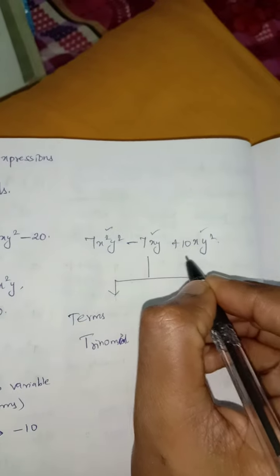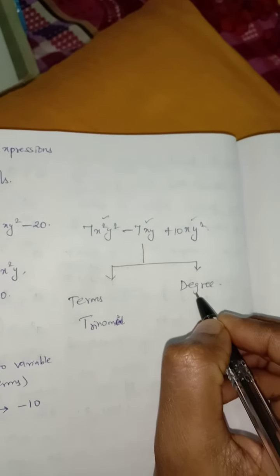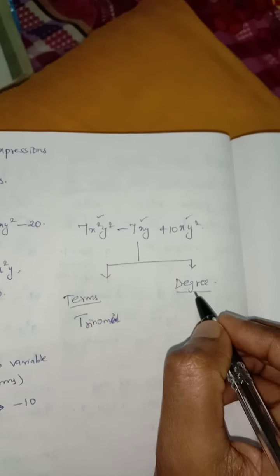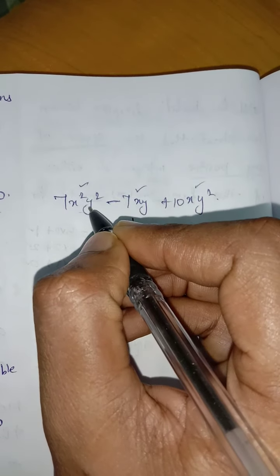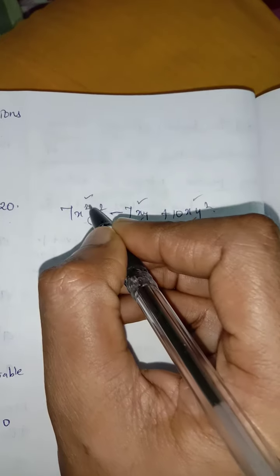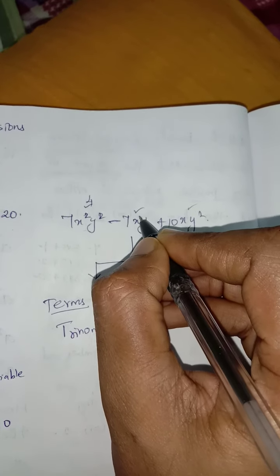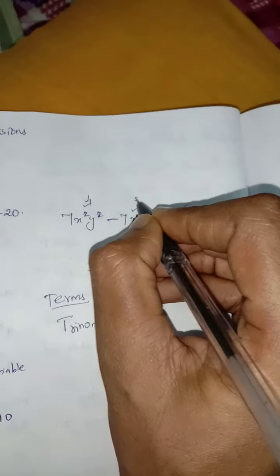Now the same expression we are going to classify depending upon its degree. So we want to check the degree. Degree in the sense we want to check the power. If there are 2 or more variables in a term, we add the powers. So 2 plus 2 is 4. Here there is no written power, so we take it as 1, 1. 1 plus 1 is 2.